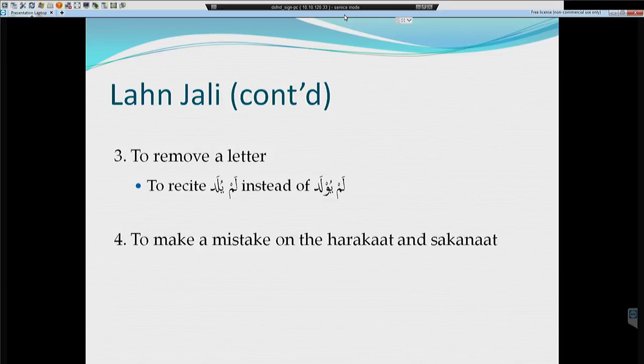Another one is to make a mistake on the harakat and sakanat. Harakat are zabr, zir, pesh, or fatha, dhamma, and kasra. And the sakanat, the sukun or the jazm. Now making a mistake on that could actually change the meaning. Very small mistakes could change the meaning. Very, very small mistakes. To recite ahdina instead of ihdina in Surah Al-Fatiha, ihdina as-sirat al-mustaqim. Instead of saying that, you say ahdina as-sirat al-mustaqim.